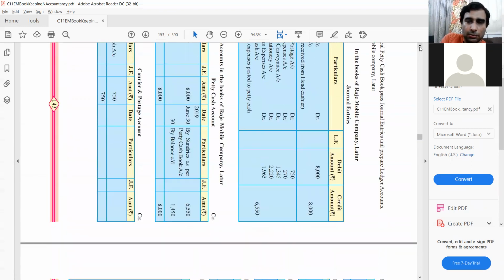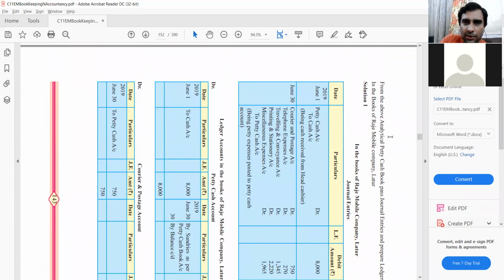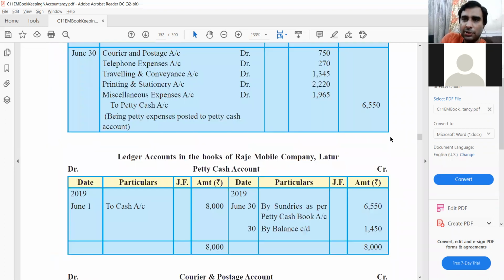Okay, so that's about petty cash. We're done with today's lecture. Next lecture, we will go ahead with the remaining subsidiary books. So that's it for now.